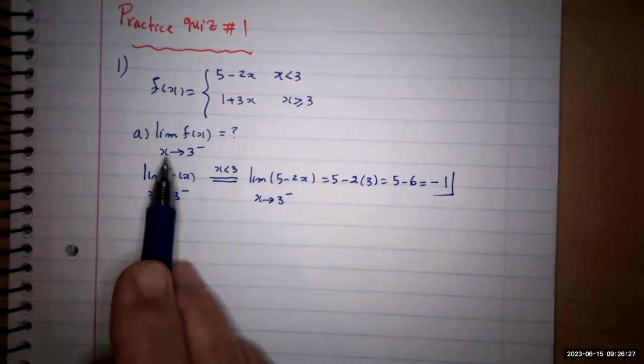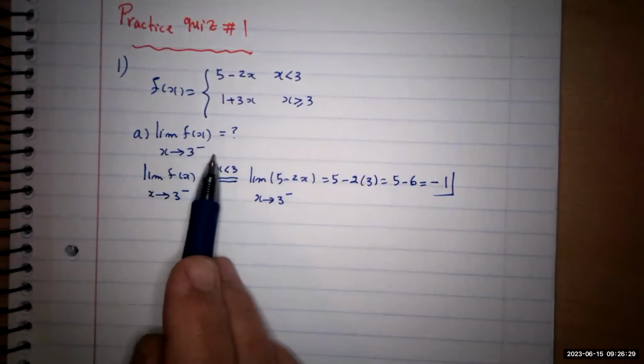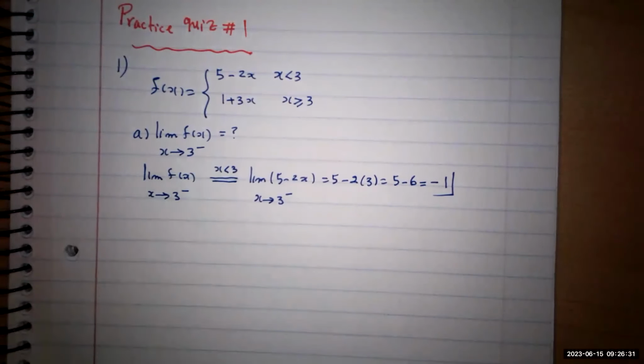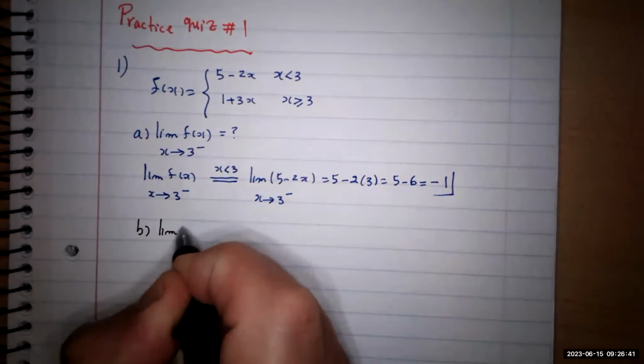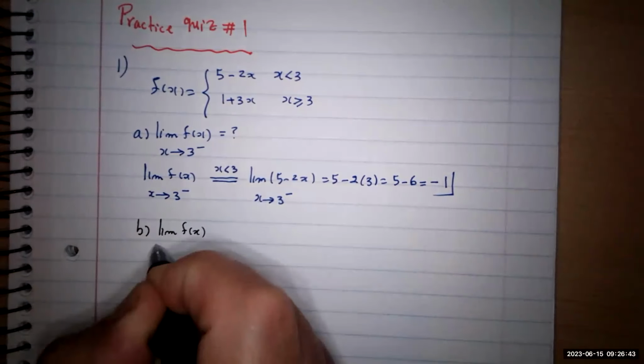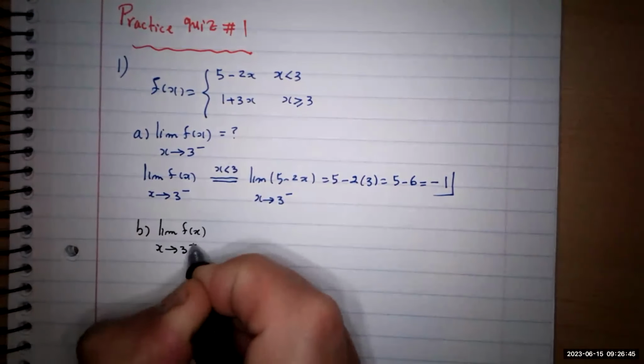So read it carefully. Sometimes they switch, they go with the x goes to 3 positive first. But make sure that you do the proper one. That's part 1. Part 2, they ask for the limit of f of x as x goes to 3 positive.